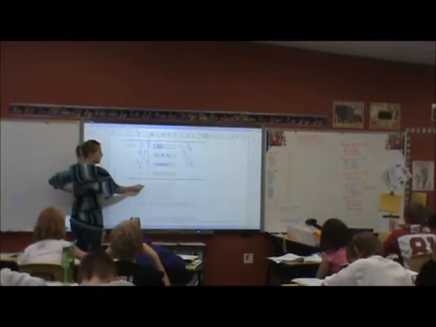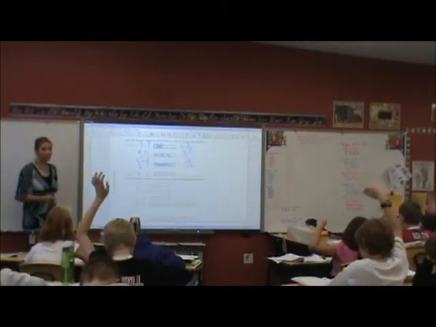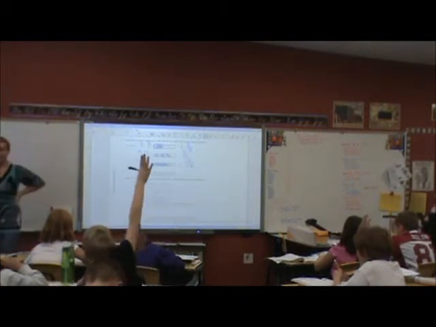How many sections do I have to fill in to get 1/2? It's a tricky one. Look at your picture. How many of those sections of my fraction stick do I have to fill in to get 1/2?